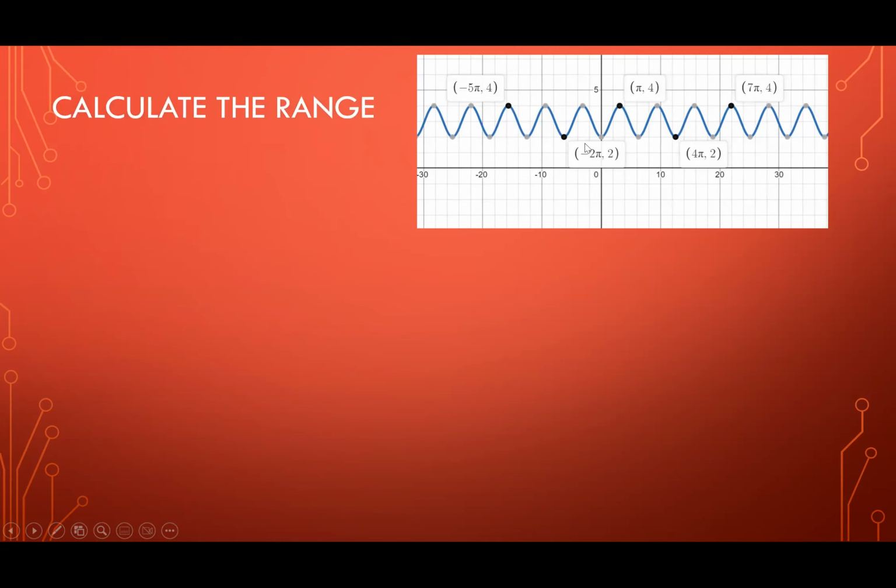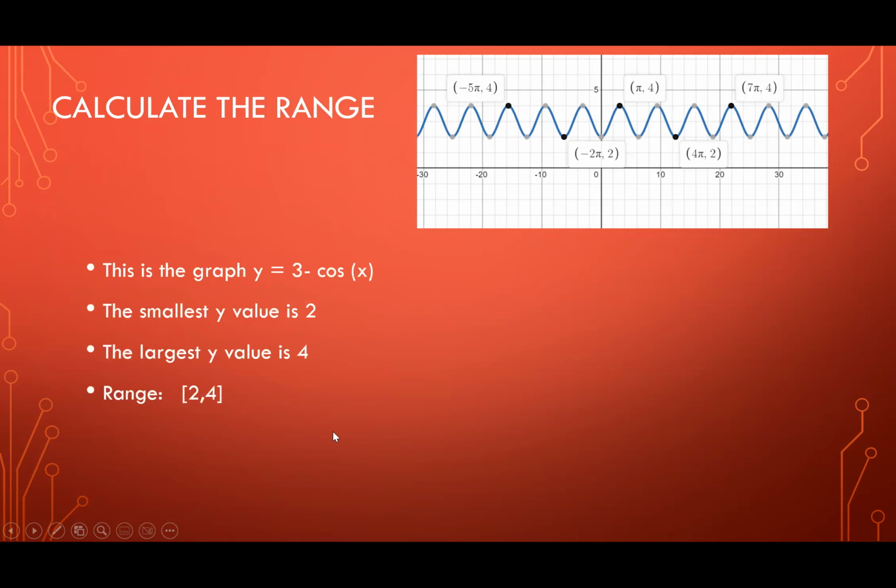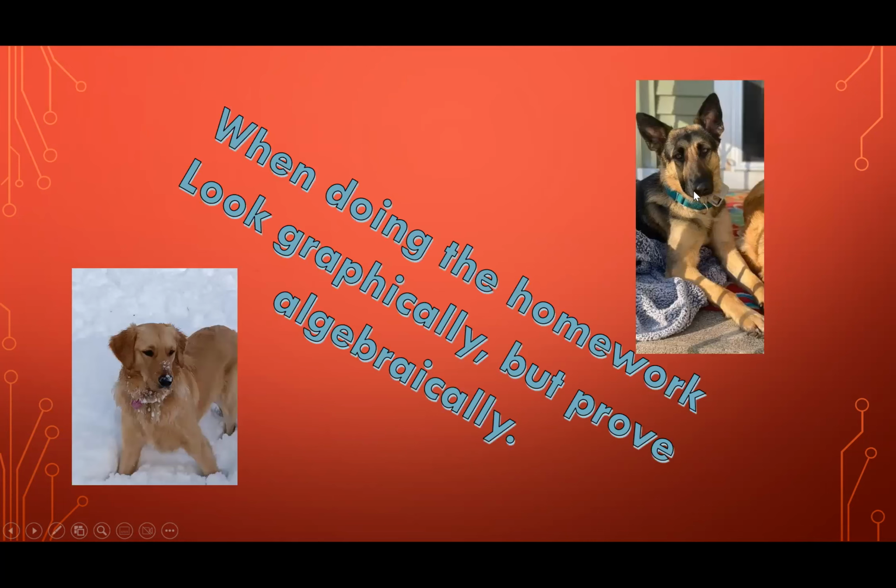Now look at this range. The smallest y, it's sinusoidal. The smallest y value is 2. The biggest y value is 4. So we say that it goes from 2 to 4 inclusive, and that's it. All right. So when you're doing the homework, look at the graphs, but prove them algebraically.